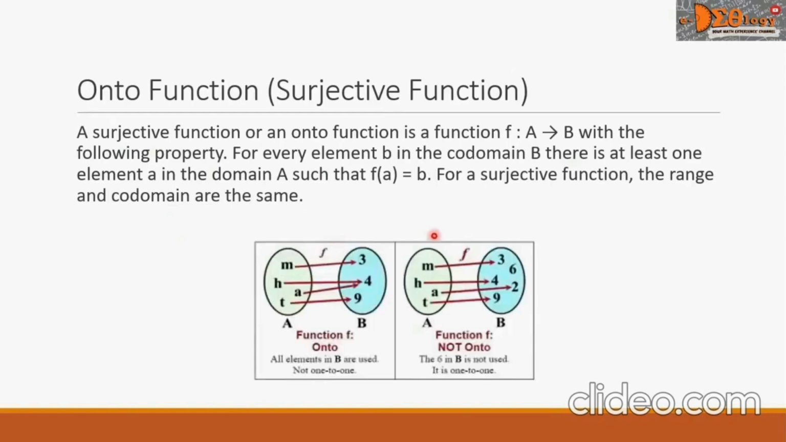Let's have two functions also as examples. The first function is onto because all elements of group B are used. In the second function, this is not onto because look at group B. There is one element, which is 6, that is not used. Again, this is not an onto function.